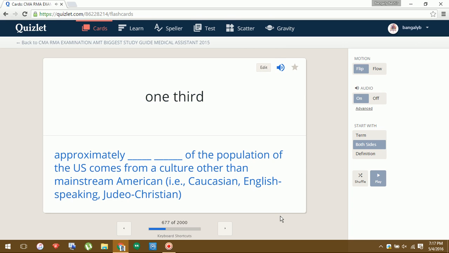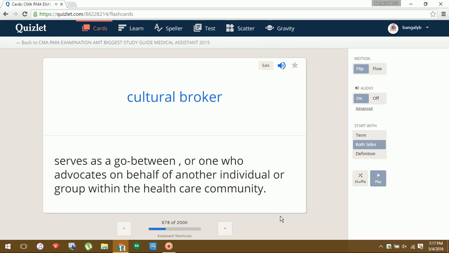1/3. Approximately blank blank of the population of the U.S. comes from a culture other than mainstream American. Cultural broker serves as a go-between or one who advocates on behalf of another individual or group within the healthcare community.